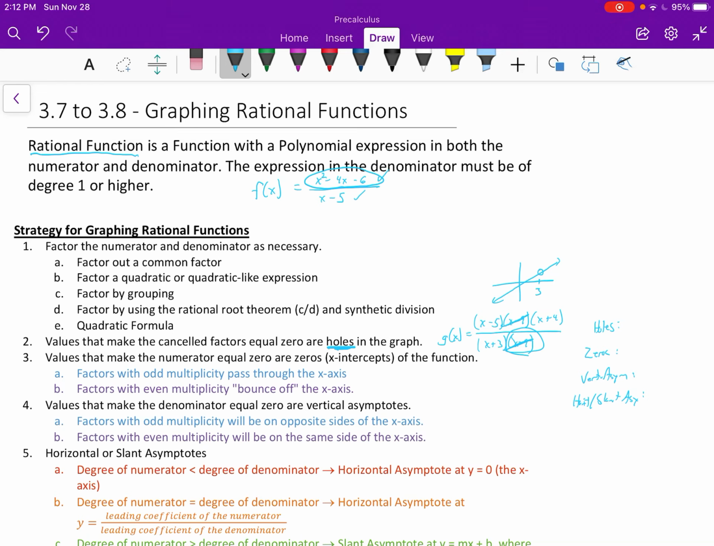So continuing to number 3 here, it says values that make the numerator equal 0 are zeros or x-intercepts of the function. Now this is very similar to when we graphed polynomial functions. We would find zeros of the graph of the function. And if the factors were odd multiplicity, it will pass through the x-axis. If it's even multiplicity, it will bounce off or change direction there on the x-axis.